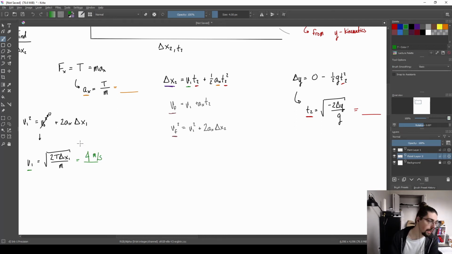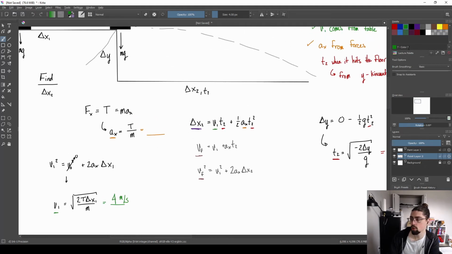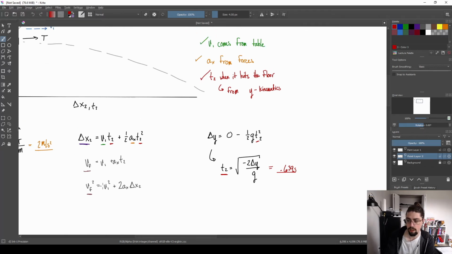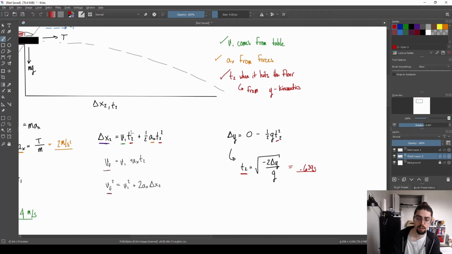4 meters per second on that one, 2 meters per second squared from our acceleration. And our time should be something like 2.639 seconds. So we go back up to our initial equation. We say we've got all three of these at this point. I see 3 checkpoints. That means the only thing in my top equation with delta x that I don't have now is delta x2. Exactly what I've been looking for this entire time.